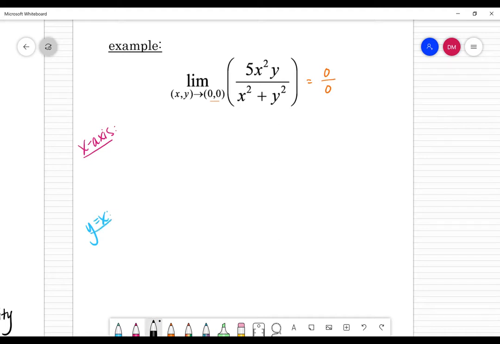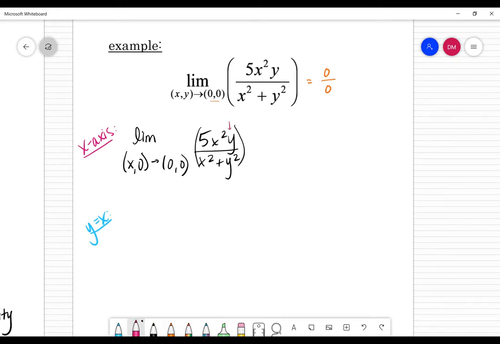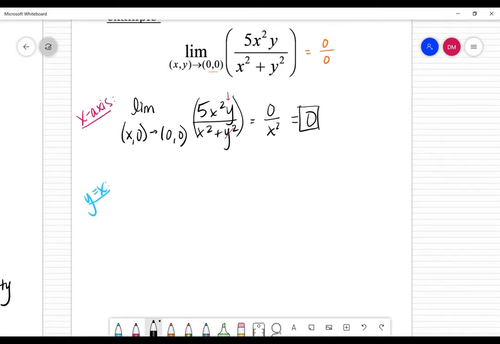So testing along the x-axis again, the limit as x comma 0 heads to 0, 0 of my function here would give me 0 right here in the numerator. And then, of course, this term will go away. But if I end up getting 0 in the numerator and what looks to be just x squared in the denominator, my limit here is 0. So I'm going to test if something different is happening along y equals x.